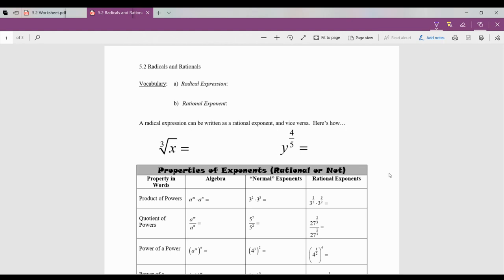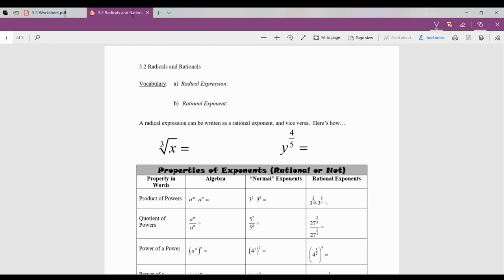All right, so today we are going to do the properties of exponents, but we're also going to incorporate where you have rational exponents. That's where the exponents are fractions. We've already learned our properties of exponents, so now the next thing we're going to do is how do we apply that when they're a fraction?